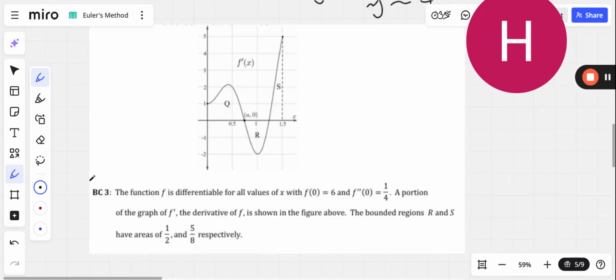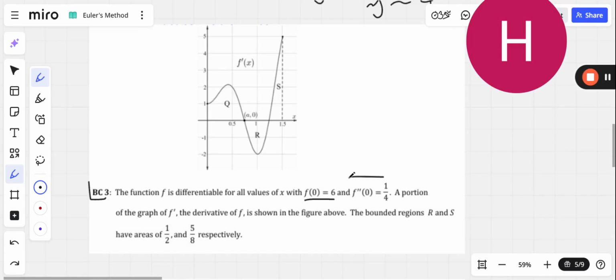The next example here, something that you might see on a BC exam, we have that the function f is differentiable for all values of x. In fact, here is the derivative graph, so this is f prime. We're given the initial condition that f of 0 is 6. We don't see f of x, but we know that its value is 6 when x equals 0. And f double prime of 0 is 1/4. So how would we interpret that? That would mean that the slope of the tangent to this is 1/4.